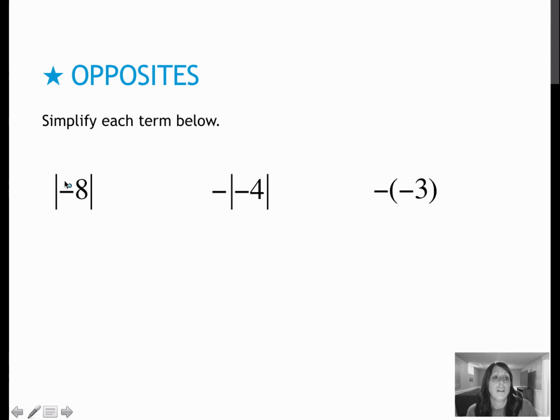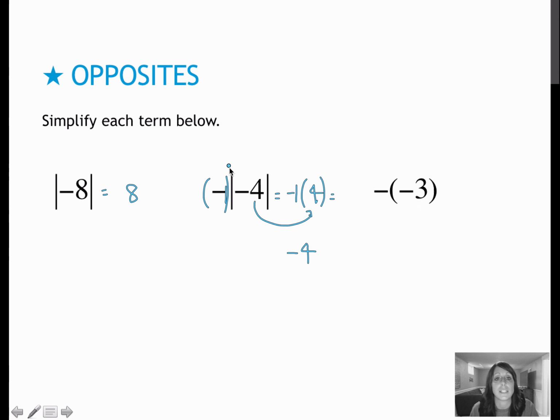For my first, I have the absolute value of -8. Remember, absolute value tells us to find the positive distance from 0 on the number line, which would give me +8. There's no negative on the outside that's telling me to do the opposite, so my answer is 8. For my second question, again, think of this as a -1 on the outside. So I essentially have -1 times whatever the absolute value of -4 is, which is +4. If I multiply those, I get my answer of -4.